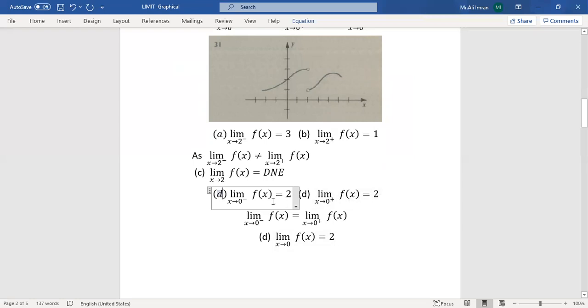As left hand limit and right hand limit both exist, so our E part will be equal to 2. This is the limit at x is equal to 0.